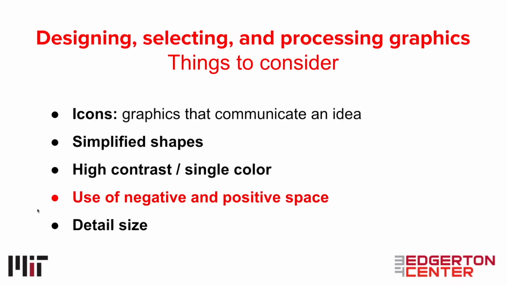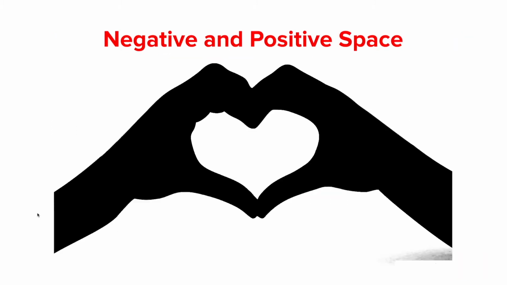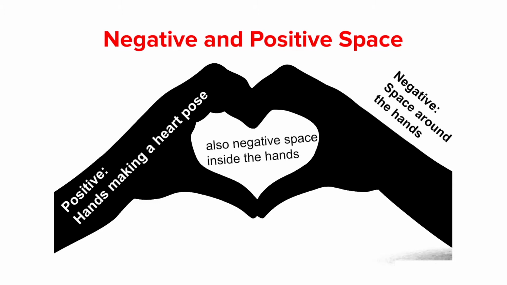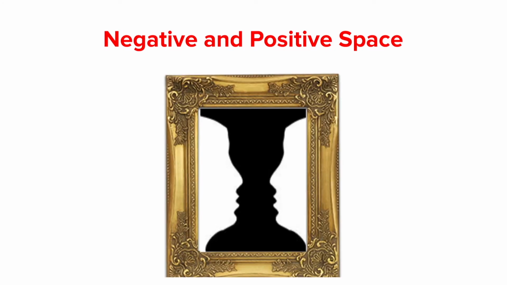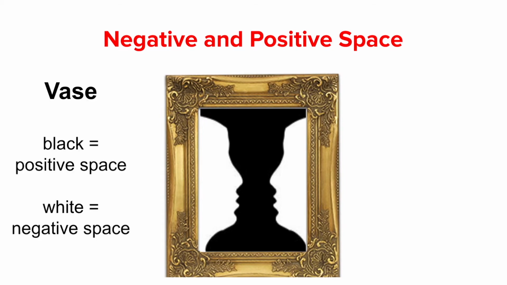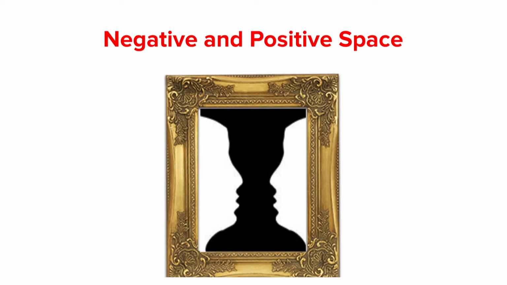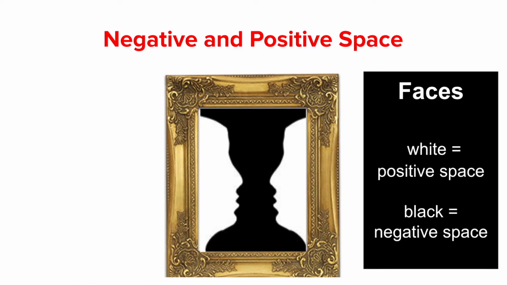Let's talk about positive and negative space. When you look at a graphic, what you consider to be the image is the positive space, and the rest is the negative space. So here's a famous example. When you look at this picture, do you see a vase? Then we'd say the black part is the positive space and the white part is the negative space. Or maybe you see faces. In that case, we'd say the white part is positive space and the black part is negative space.